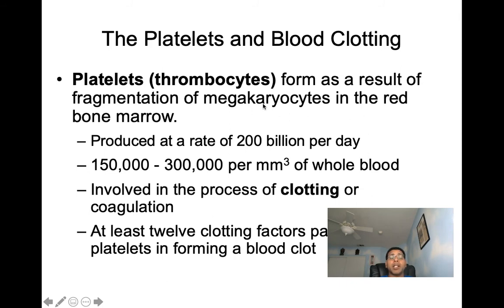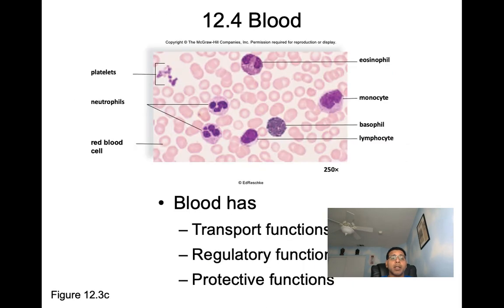So these megakaryocytes basically blow up, and when they blow up, they give off a whole bunch of little cells. And that's what you're seeing here. So here you can see you've got a whole bunch of platelets basically all in this area.